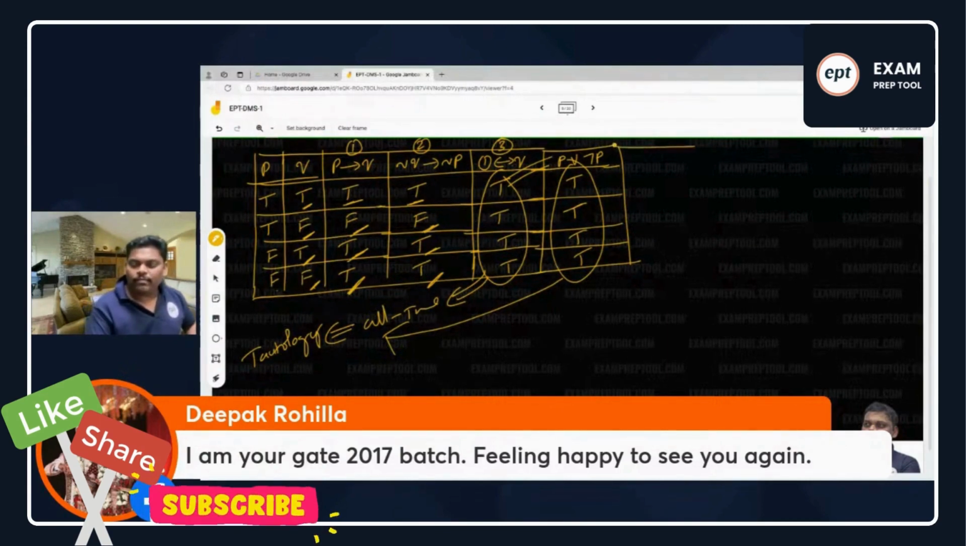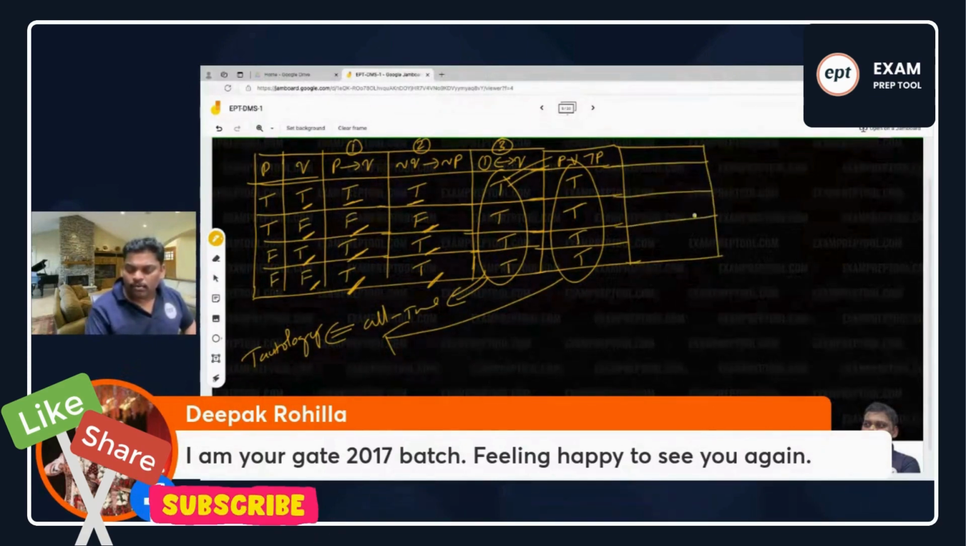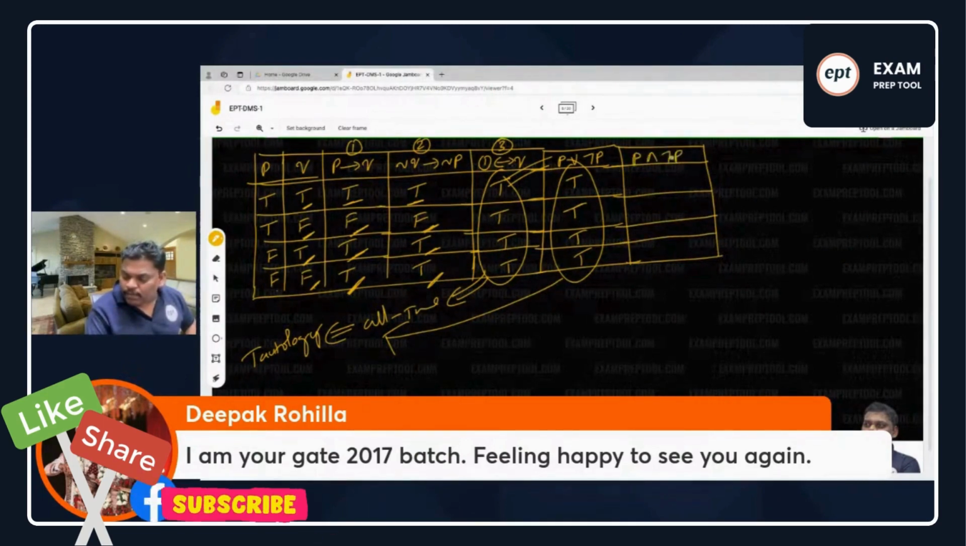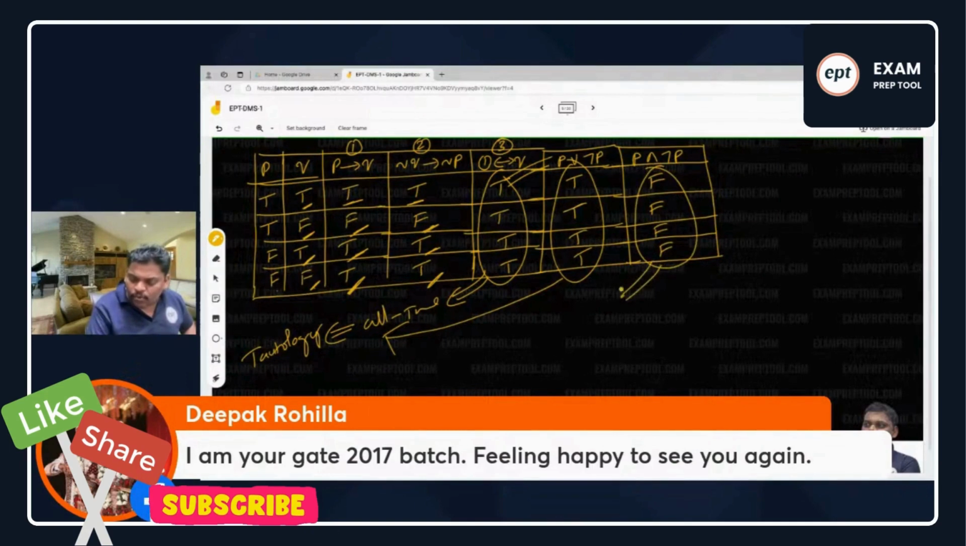You know very well. Now can you see this also? P AND negation P. P true, negation P is false. True and false is false. I think all false. This is called contradiction. In the truth table, all are false.